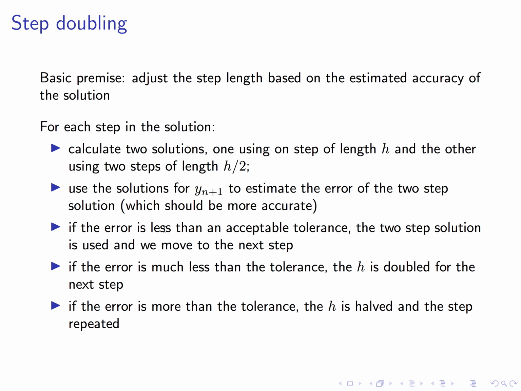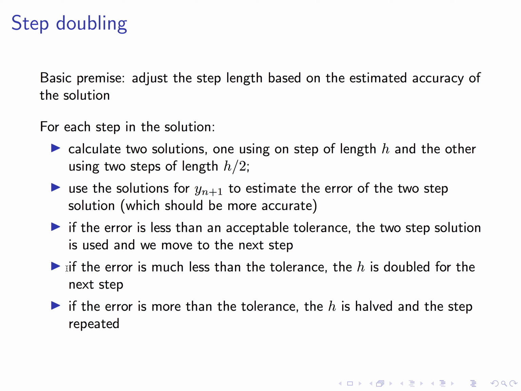Now, if this error is less than some acceptable tolerance, which is set by us or set by the user, usually some small number, maybe 10 to the minus 6, then the 2-step solution is used. So this 2-step solution using h over 2. And then we proceed on to the next step.